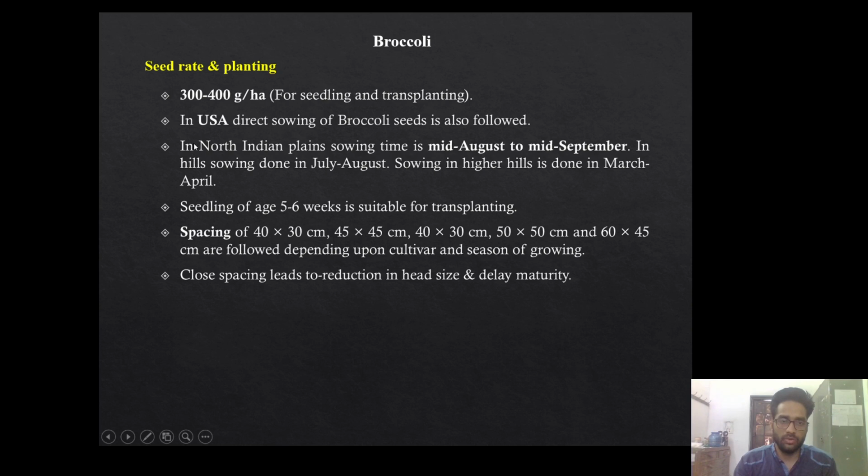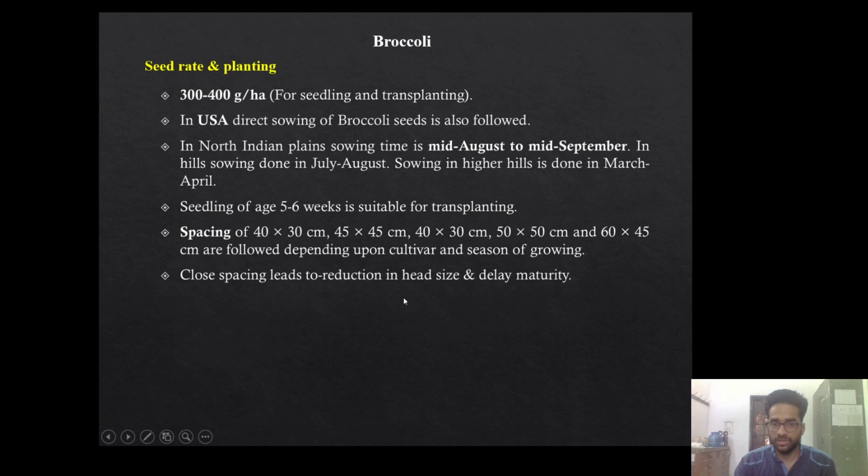In North Indian plains, sowing time is mid-August to mid-September. In hills, it is July to August. Seedlings of 5 to 6 weeks age are suitable for transplanting. Spacing is 40 by 30, 45 by 45, 50 by 50 cm, depending upon cultivar and growing season. Low spacing leads to reduction in head size and delay in maturity.